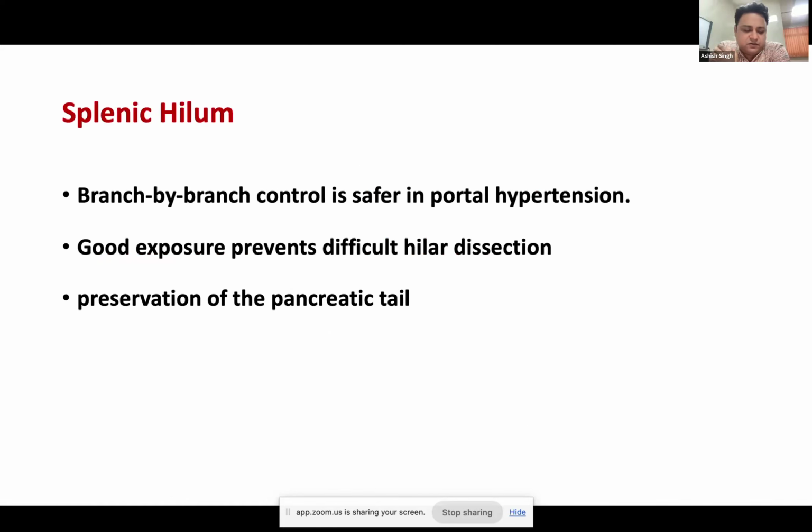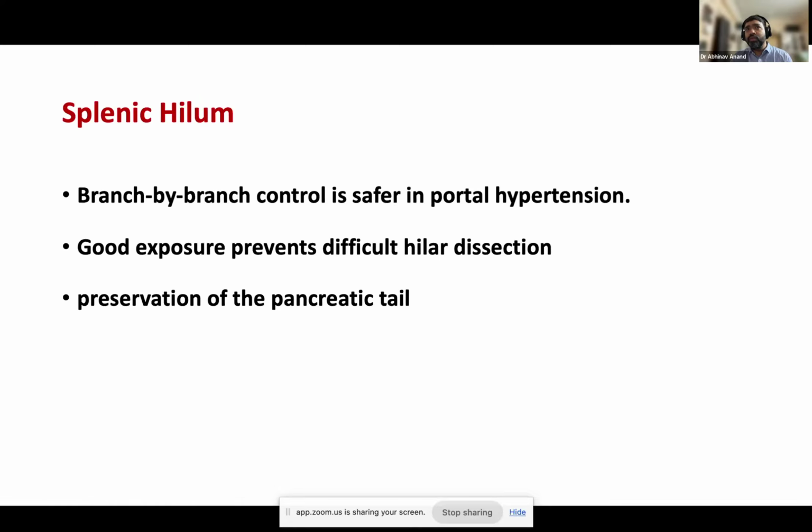Suppose there is a bleed from some of the collaterals. How would you approach those? If there is a bleed from a collateral, first of all, we have to clear the field. So for clearing, I'll keep a gauze or a mop on the bleeding collaterals and apply suction. Ask the assistant to apply suction and clear the field of all the blood. Then slowly, I'll remove the gauze piece or the mop, and I'll see where the bleed is coming from. Compression on the collaterals helps to control the bleed for some time.